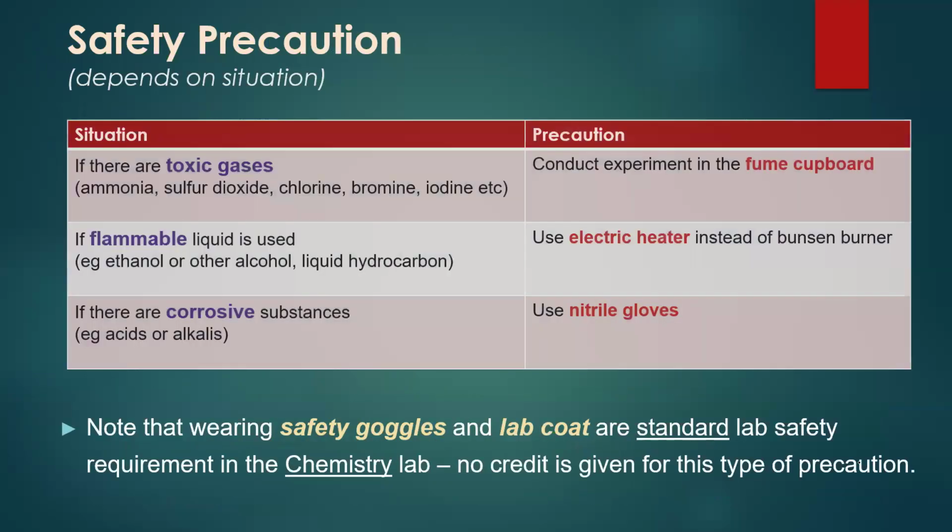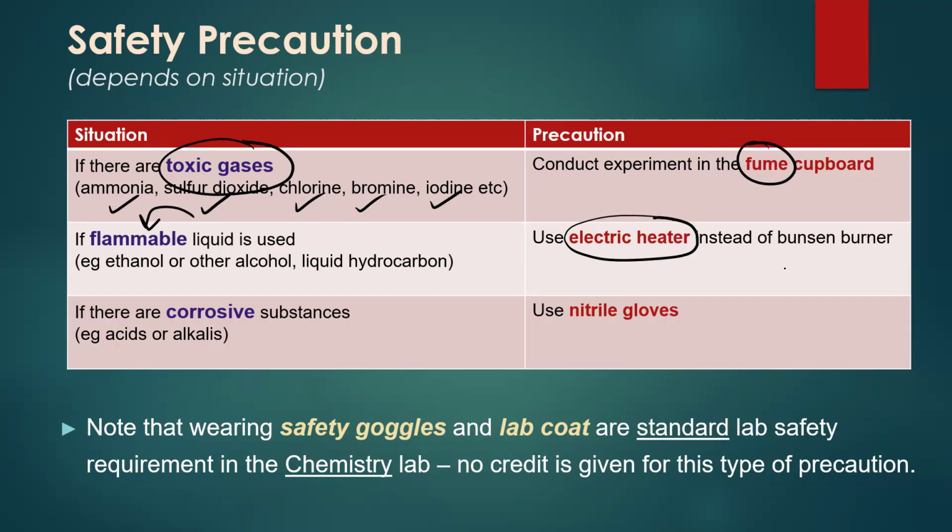Okay. Now, safety rules. If toxic gases are produced, like ammonia, sulfur dioxide, chlorine, bromine, iodine, all the halogens, then the precaution will be a fume cupboard. The experiment should be conducted in a fume cupboard. If the liquid is flammable, then you have to heat it in an electric heater instead of a Bunsen burner. Electric heater, or you can also use a water bath to heat it. And if the substances are corrosive, then you have to use nitrile gloves.